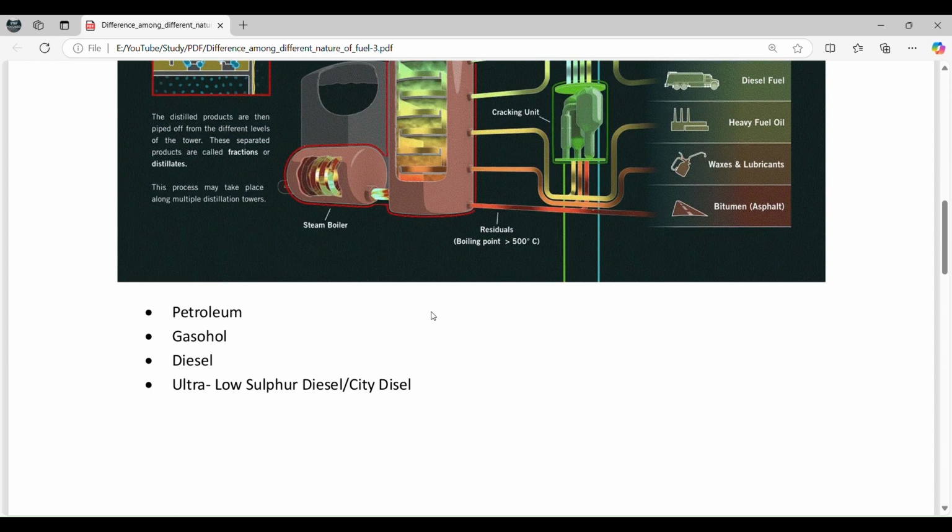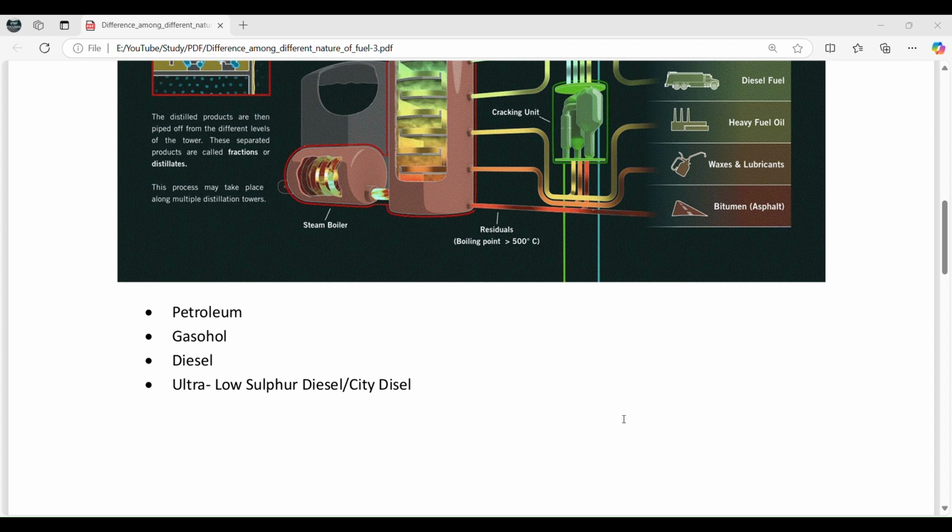Okay, coming to the liquid nature of the fuel, petroleum. Petroleum is often referred to as crude oil. It is a naturally occurring liquid found in geological formations beneath the earth's surface. As we said, crude oil or petroleum is composed primarily of hydrocarbons, and this crude oil is a key source in the global energy sector.